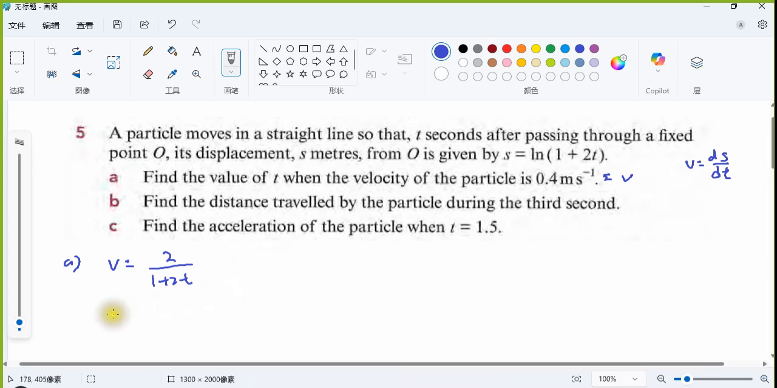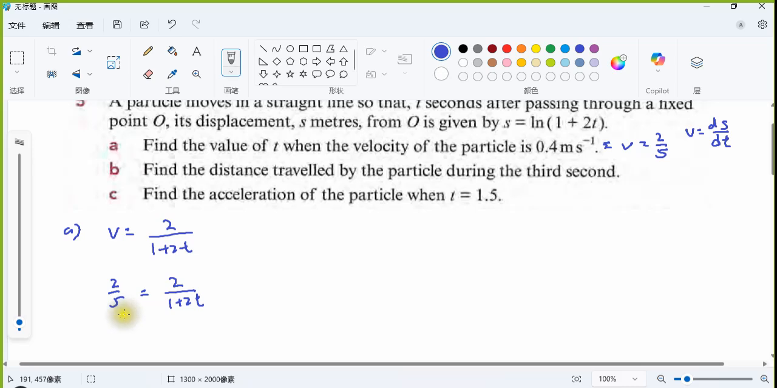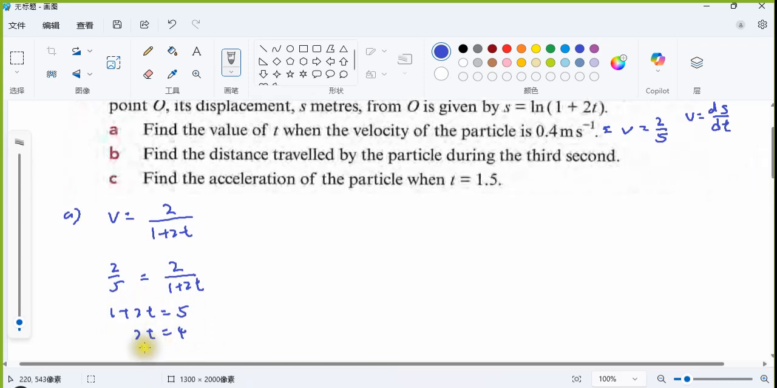So we have 0.4, which is actually 2 over 5. So 2 over 5 equal to 2 over 1 plus 2t. Then from here, we know that 1 plus 2t equal to 5, 2t equal to 4, then t equal to 2 second.